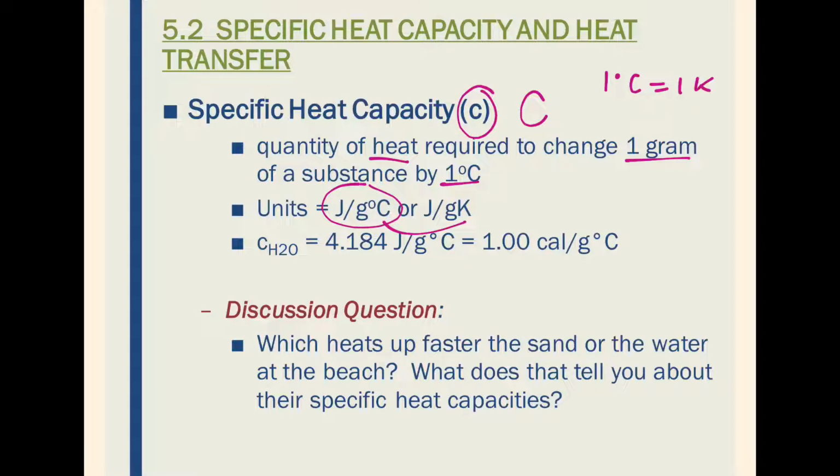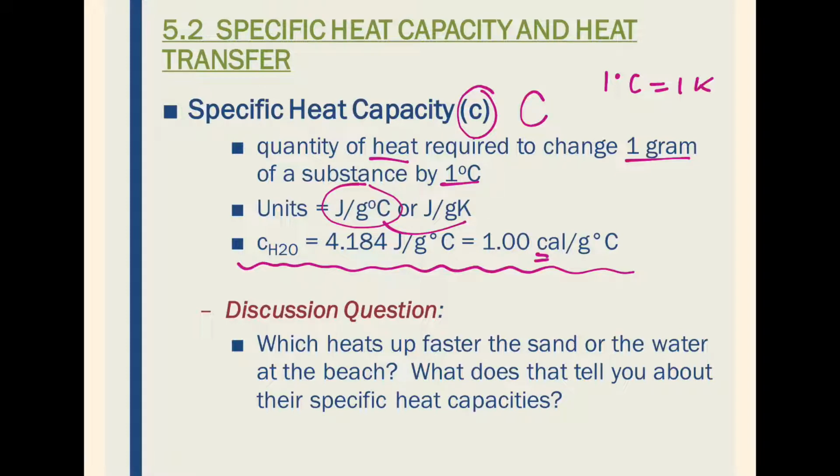So some common ones that you'll see, you're going to see the specific heat capacity of water a lot in this chapter, and the specific heat capacity of water is 4.184 joules per gram degree Celsius, or 1 calorie per gram degree Celsius. Notice it's that lower c calorie. Those are also, I believe, in your reference booklet in case you forget that they're in here.